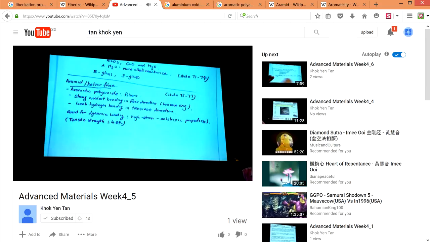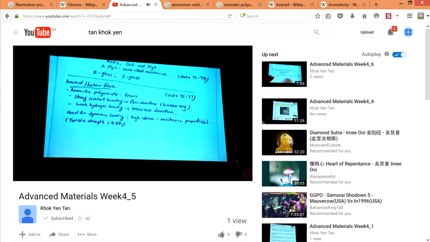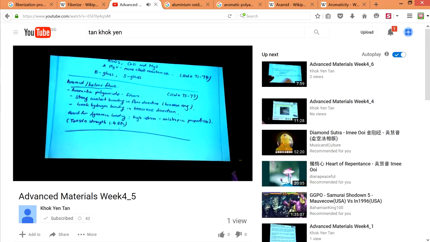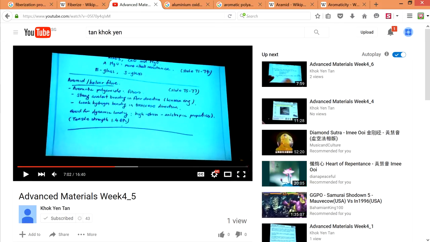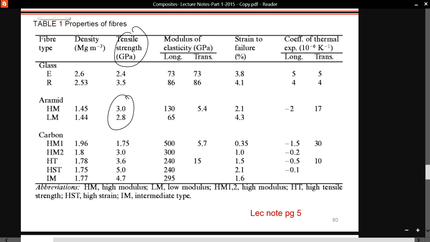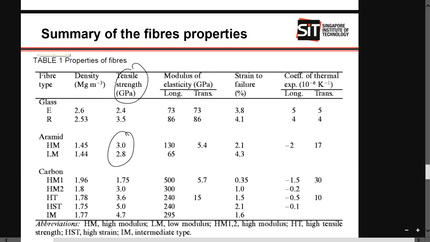1.4 gigapascal, right? This is much higher than the 1.1 for E-glass and type 1 carbon fiber. So therefore, yeah, he explains 1.4. There is a certain reference, I believe, but I don't know where the reference is. And over here, we often give tensile strength of 3, but he's giving 1.4, so I don't know what is going on already.